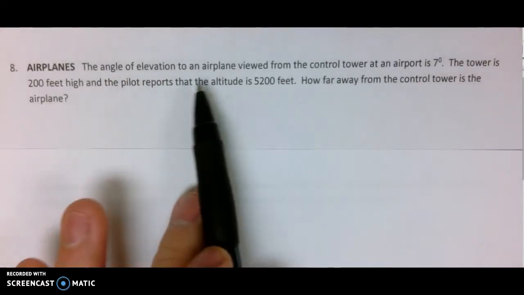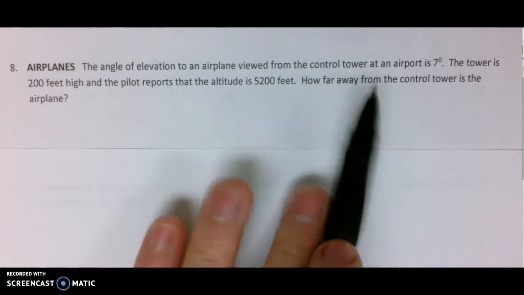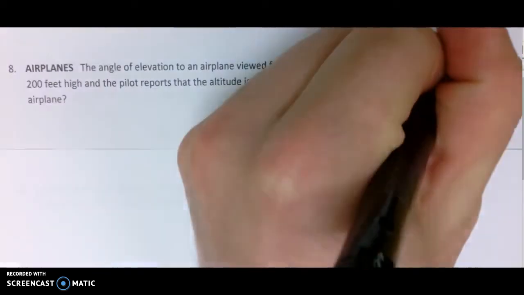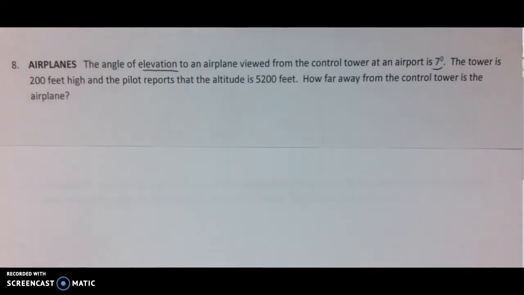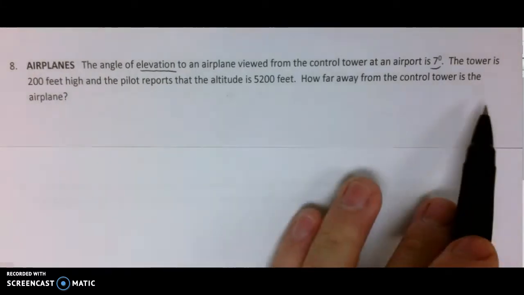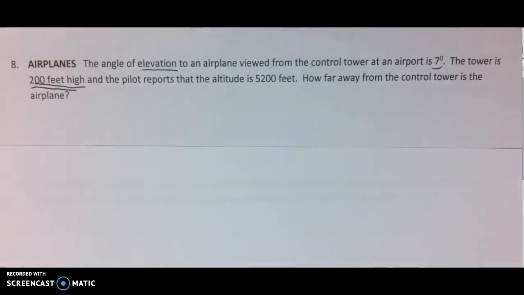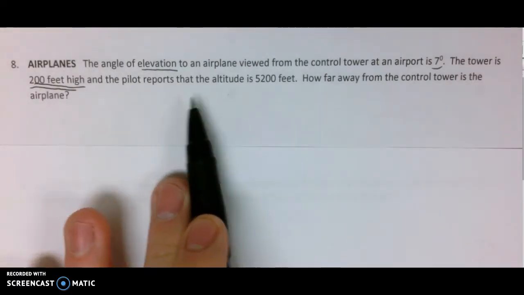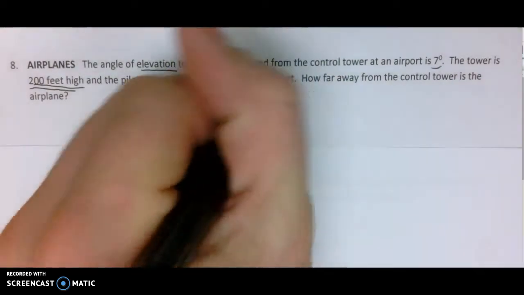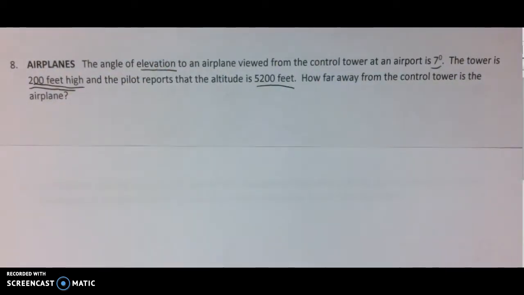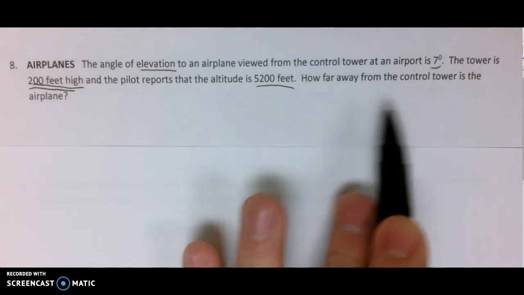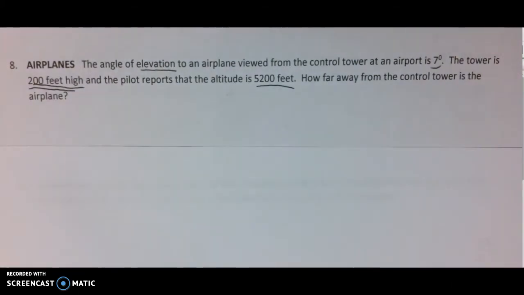If the angle of elevation to an airplane viewed from a control tower at an airport is 7 degrees. So we have elevation and 7 degrees. The tower is 200 feet high, so anytime I'm given dimensions or values, that's going to be important, so I'm going to make note of that. And the pilot reports that the altitude is 5,200 feet. How far away from the control tower is the airplane?